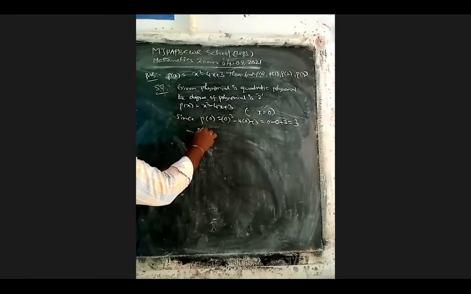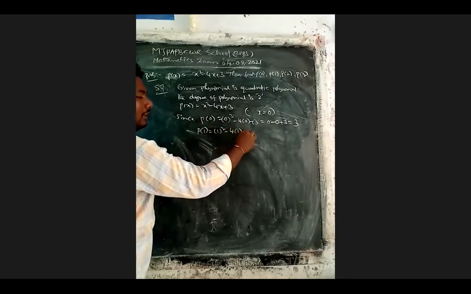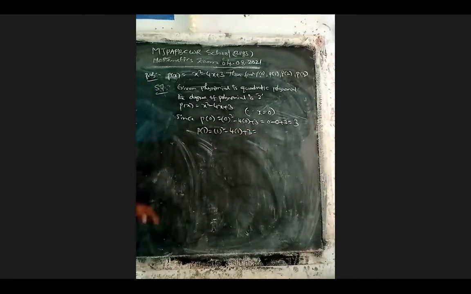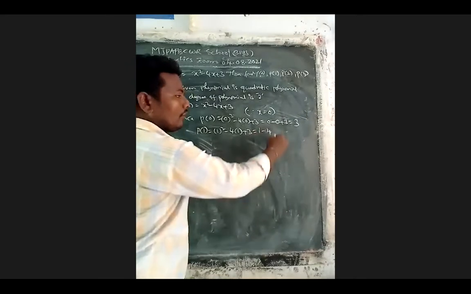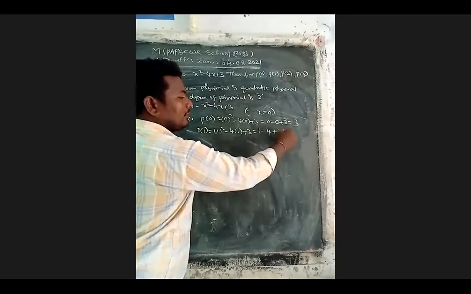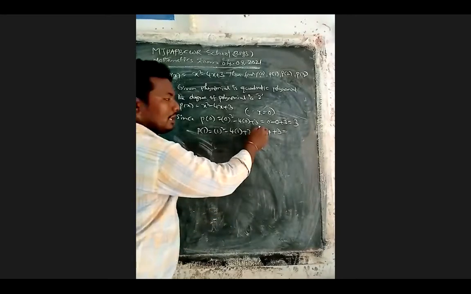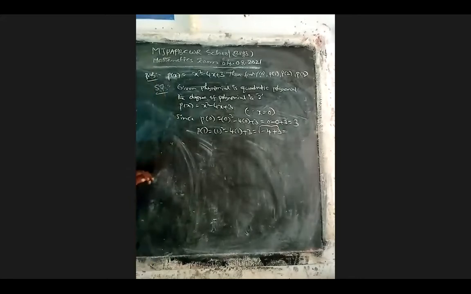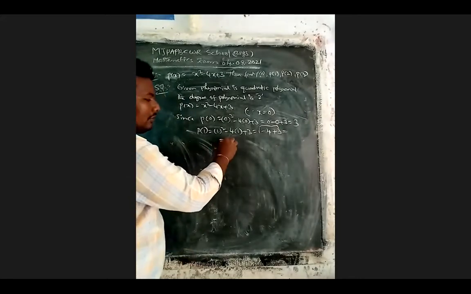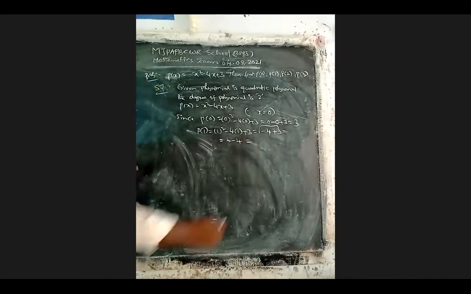P of 1 equals 1 square minus 4 into 1 plus 3. 1 square is 1, minus 4 into 1 is minus 4, plus 3. Adding the positive terms, 1 and 3, 1 plus 3 is 4. 4 minus 4 equals 0.